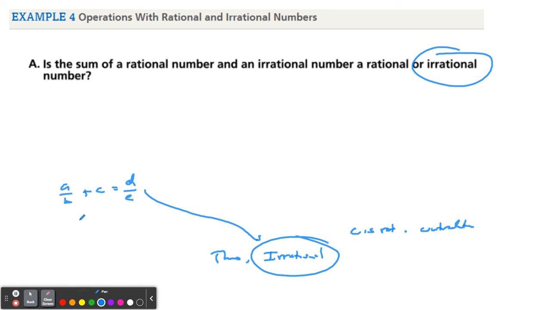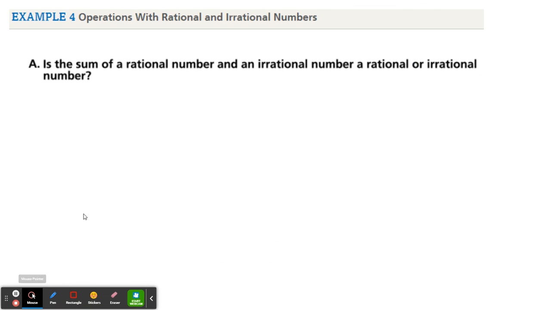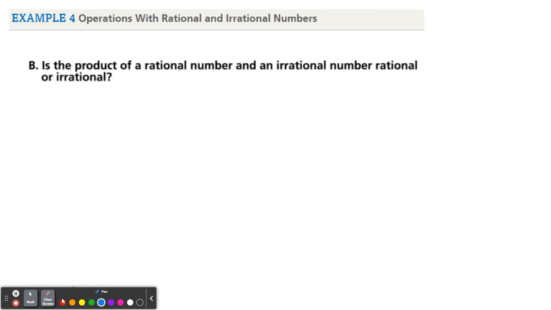Okay, all right, last but not least. So this is a mouthful, I know, so I apologize. One more. It says, is the product of a rational number and an irrational number rational or irrational? Same kind of idea here. Let's do an example using our same numbers: 4/5 times the square root of 10. Again, we'll put that over 1.